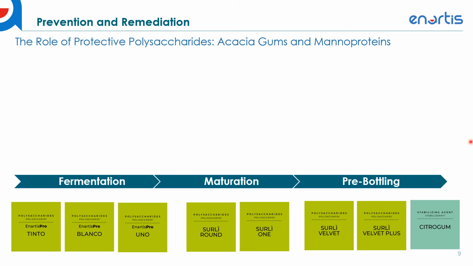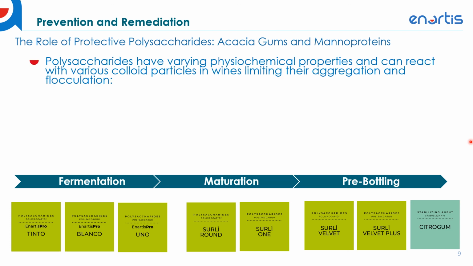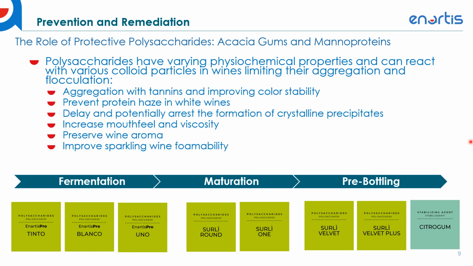Now I wanted to talk a little bit about the role of protective polysaccharides, specifically acacia gums and mannoproteins. Polysaccharides have varying physical and chemical properties that can react with various colloid particles in wine, and their reaction with these particles really limits their aggregation and flocculation. So they can participate in reactions with tannins and can help improve color stability. They'll prevent protein haze in white wines, delay and potentially arrest the formation of crystalline precipitates, can increase mouthfeel and viscosity, preserve wine aroma, and really improve sparkling wine foamability.